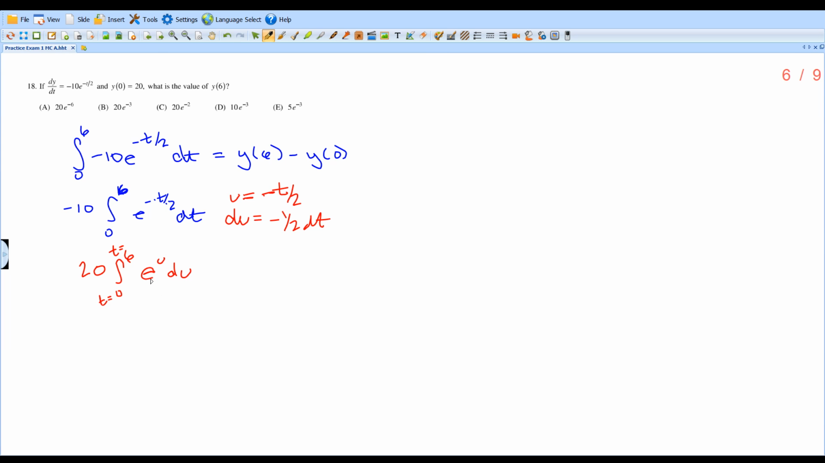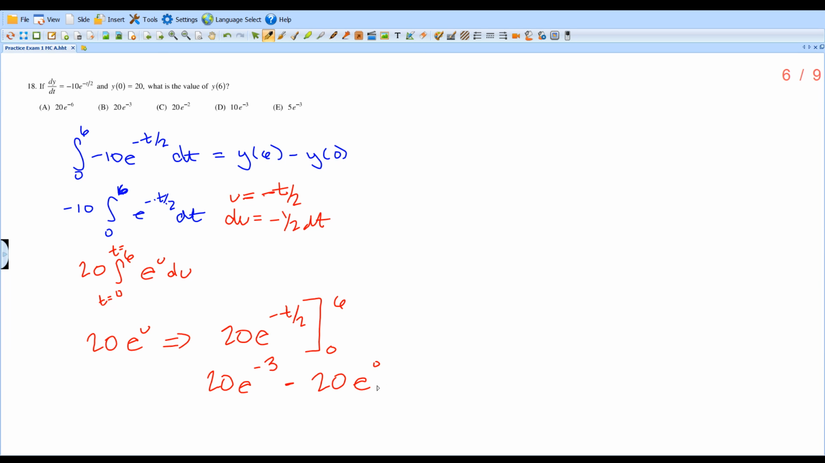The integral of e to the u is e to the u, so this becomes 20 e to the u. And again, I'm going to change that u to negative t halves, so 20 e to the negative t halves, evaluated from 0 to 6. So if I substitute 6 into this, I get 20 e to the negative third minus 20 e to the 0.